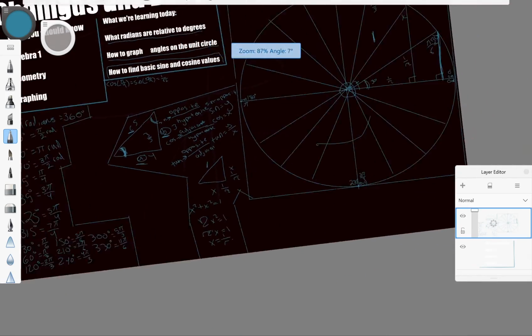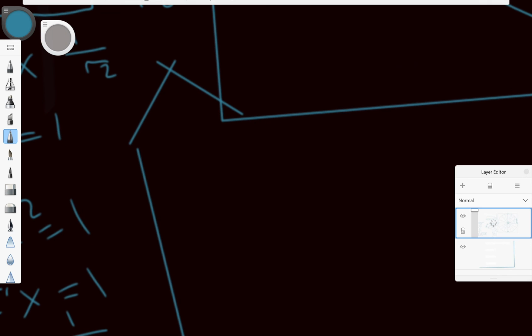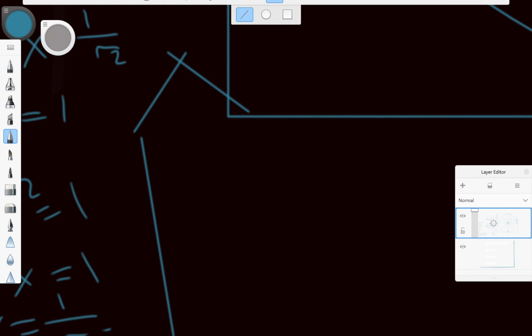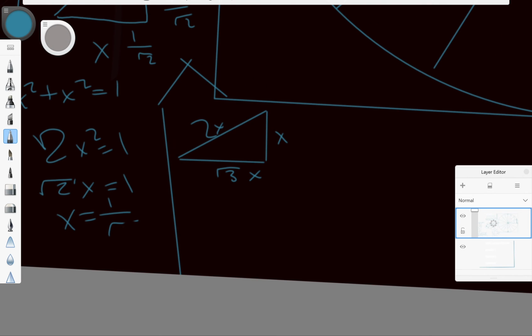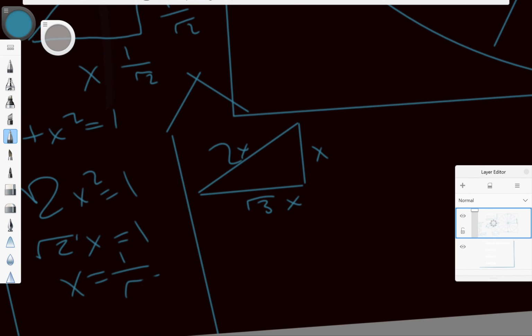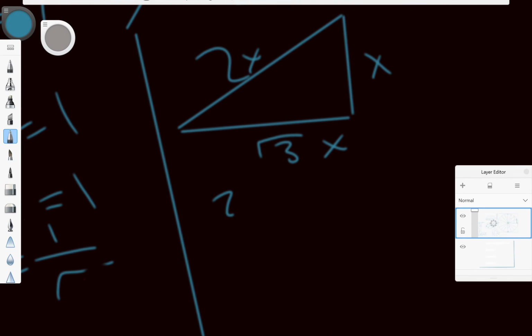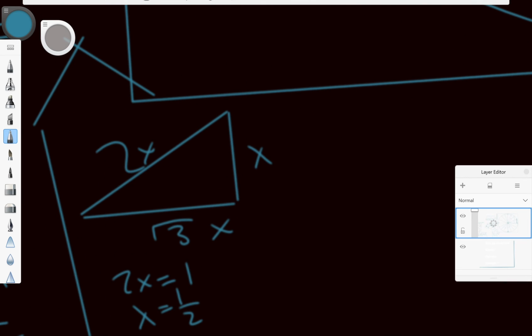So let's draw that triangle. Let's do a 30, 60, 90. What do we know our ratio is for 30, 60, 90s? We know if this is x, then this is 2x, this is root 3x. Now, let's calculate what it is if 2x, the hypotenuse, is equal to 1. So 2x equals 1. X is obviously equal to 1/2. So over here, x is 1/2.